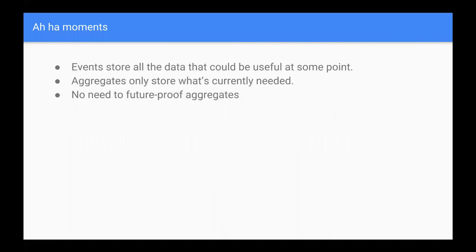This idea that events can store all the data that could be useful at some point is very nice because you don't have to argue about whether we should store that data in the database or not. You just store it because it's almost free. And then later on, you can update your aggregates if you need to display some data to the end user. So you don't need to future-proof your aggregate. Maybe we need to store the reason why, or maybe we need to store which admin has performed an action. You know that all that data will be in your events, and you can later on surface it to the end user if you want to.